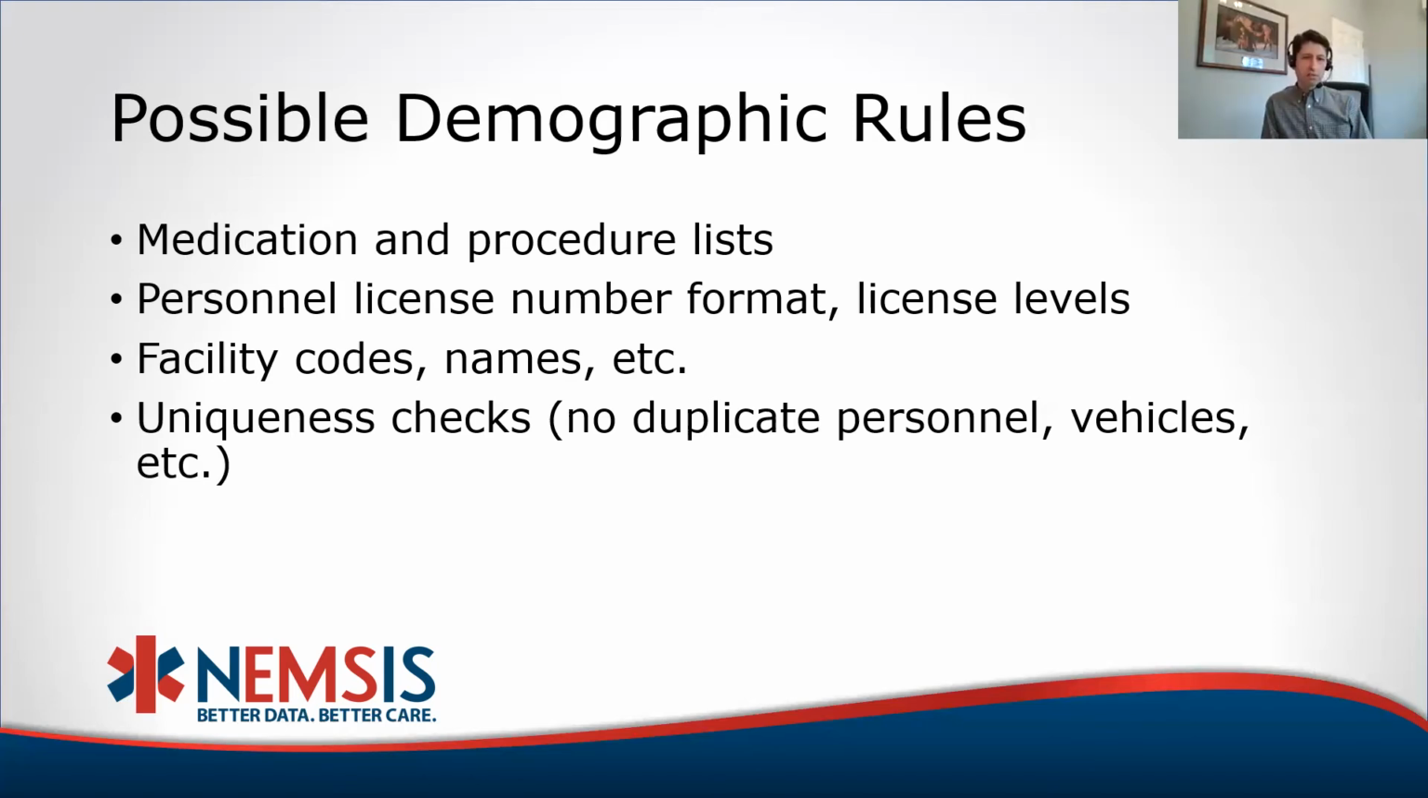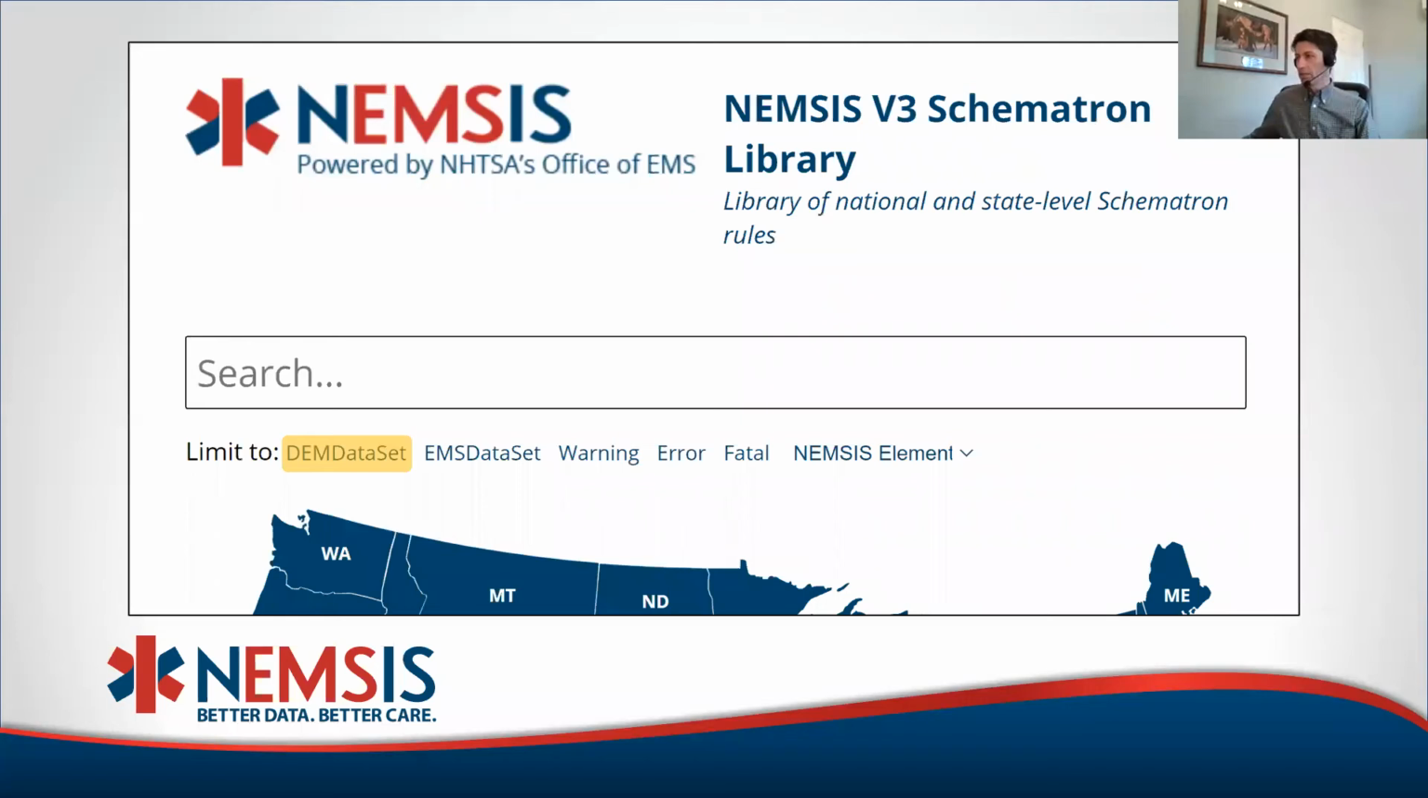You can also do uniqueness checks so that you can make sure that they're not giving you duplicate personnel, duplicate vehicles. There's kind of the separate issue of not having these duplicates being created in your state system as a result of processing demographic data. But you can at least do a uniqueness check on the incoming data to make sure they're not giving you the same vehicle twice or something. So there's a few ideas. And then I would also suggest that you could look for ideas by looking at the 3 states that have already published rules for demographic data.